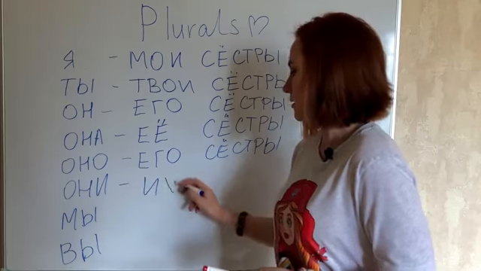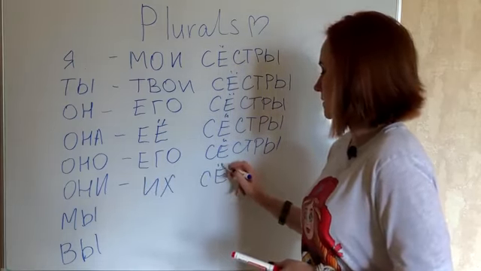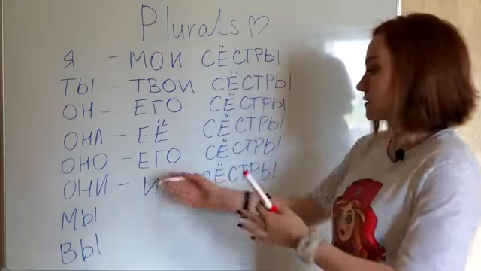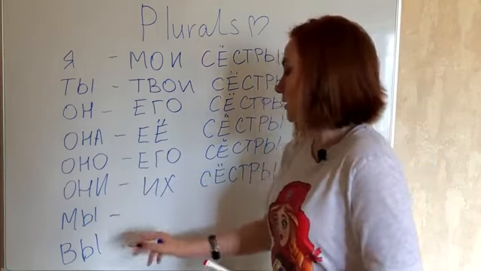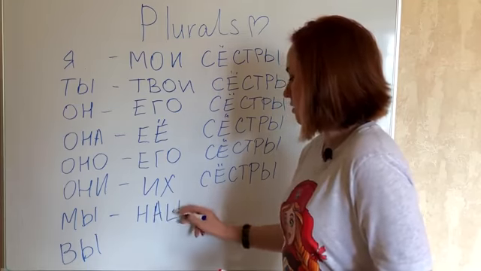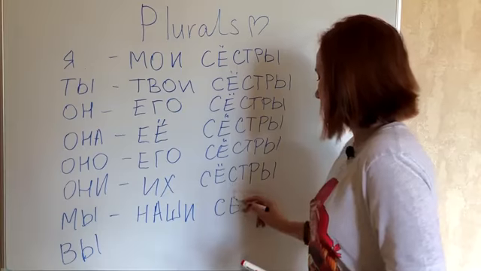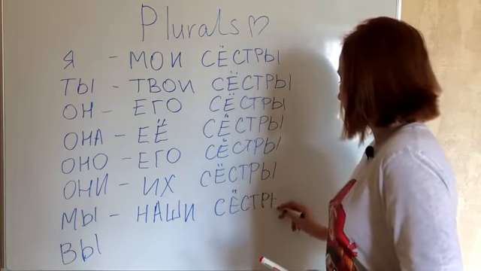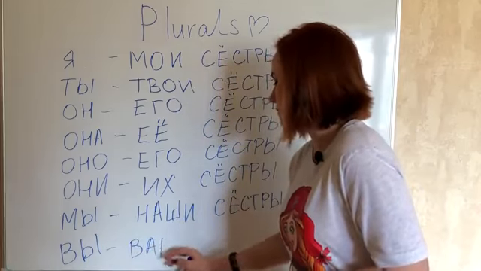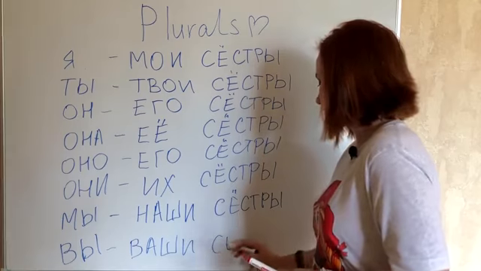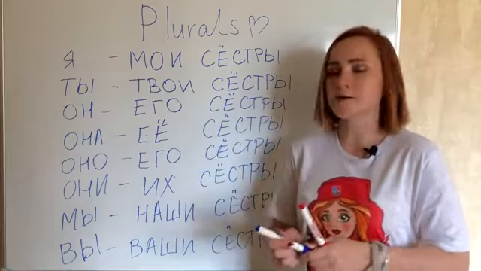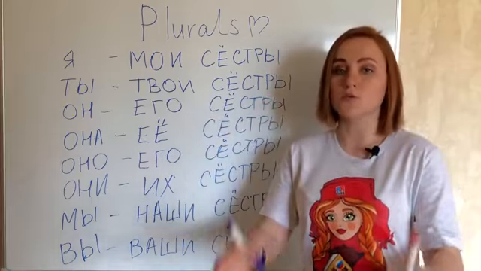I don't know, maybe some monster has some sisters. Они. Их сестры. Their sisters. Maybe there are two brothers and they have two sisters, so it's their sisters. Our sisters. Наши сестры. Сестры, right? And вы, ваши, your sisters. Ваши сестры. Great.